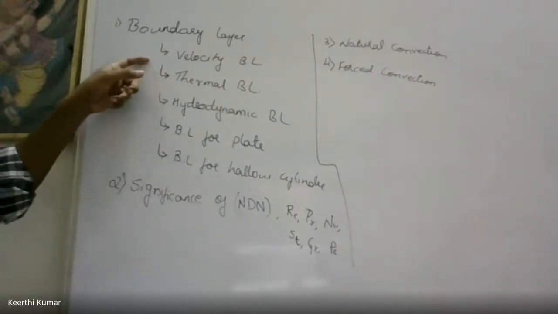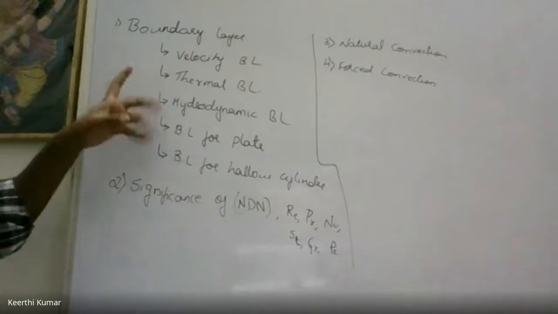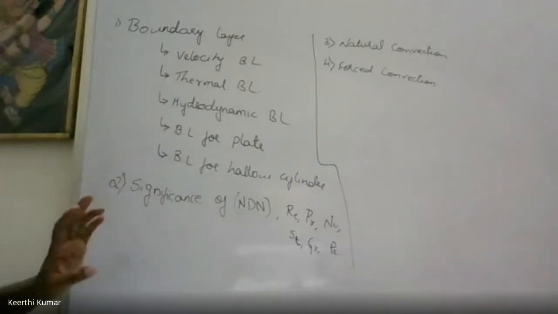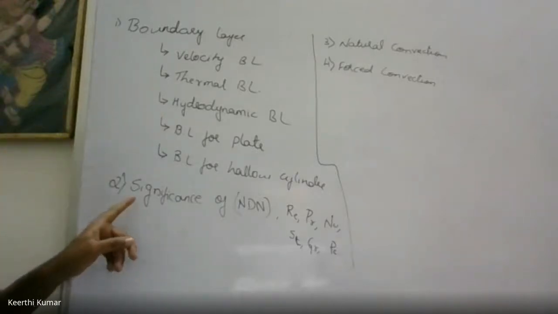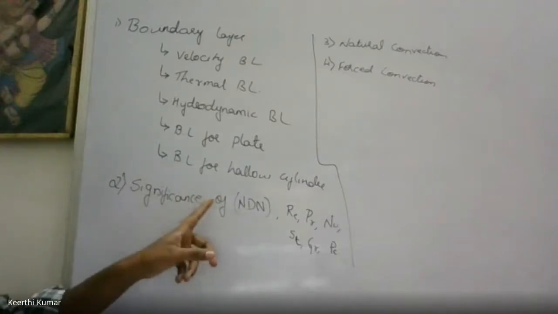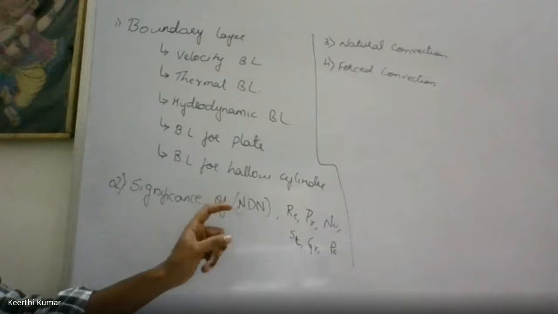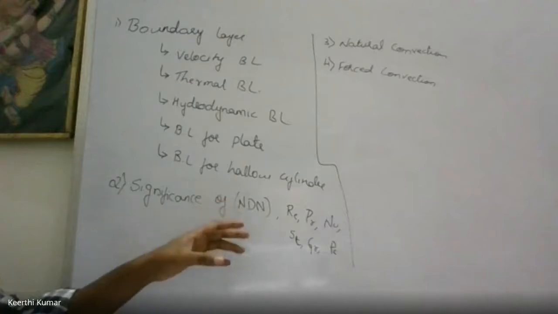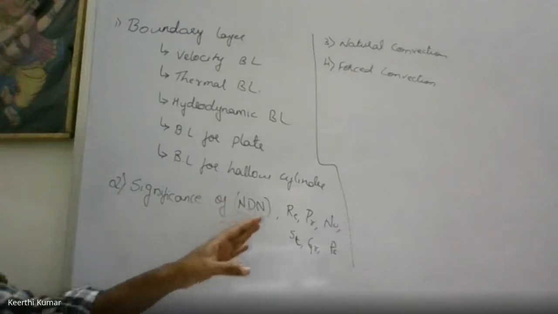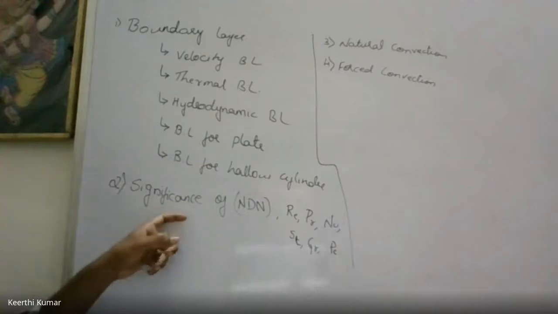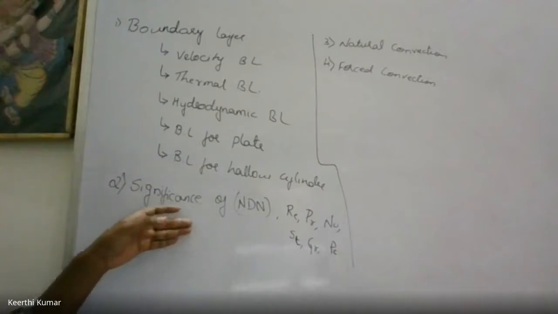Draw the figure of the velocity boundary layer and thermal boundary layer for a flat plate. That is one question. Or he can also ask to write down the significance of any three or any five non-dimensional numbers. Out of these six, he can ask any one. So if you prepare these six, it will definitely be easy for you to write the answer.